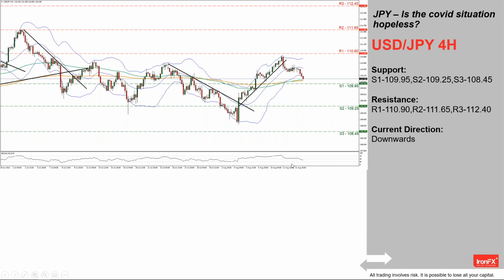Please note that the RSI indicator below the 4-hour chart for the time being is below the reading of 50, which may imply a slight advantage for the bears. At the same time, though, the pair's price action has reached the lower boundary of the Bollinger Bands, which may imply that a correction lower or some stabilization could come into play.